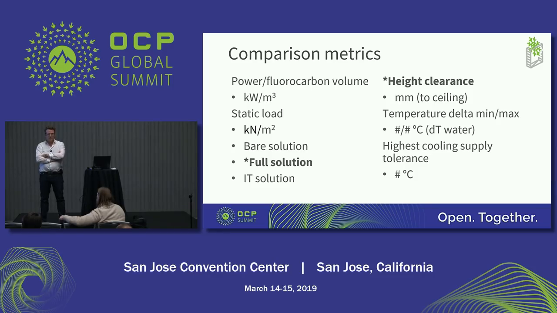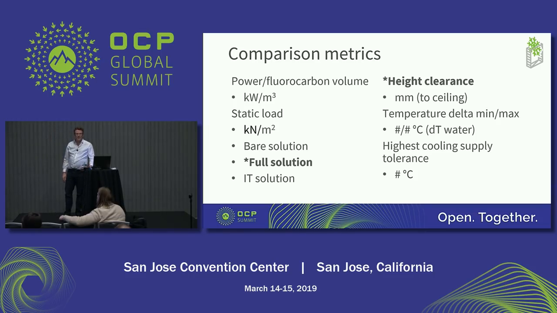When you do two phase, your delta is like 1 to 2 degrees because it sticks to the boiling temperature of the fluid. And you just need to cool the fluid, the vapor, down to the boiling point. That's it.